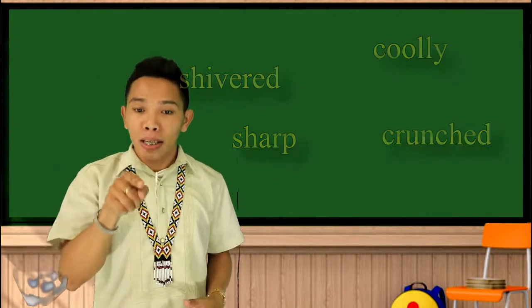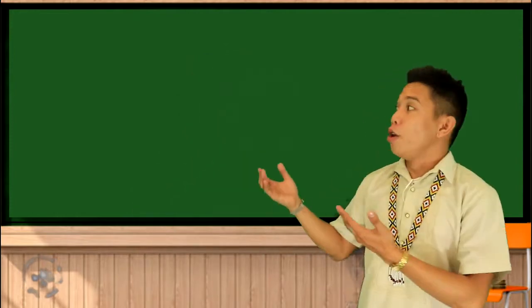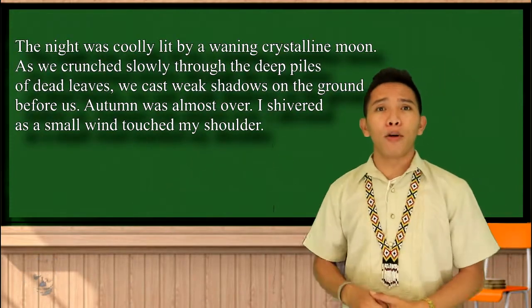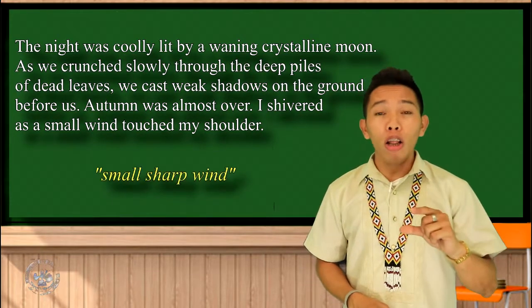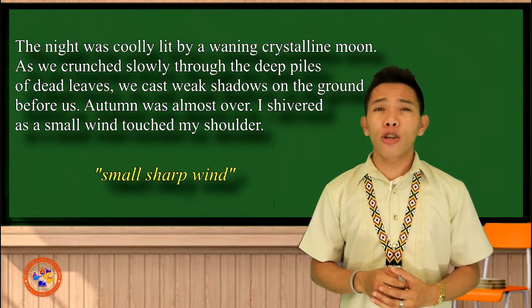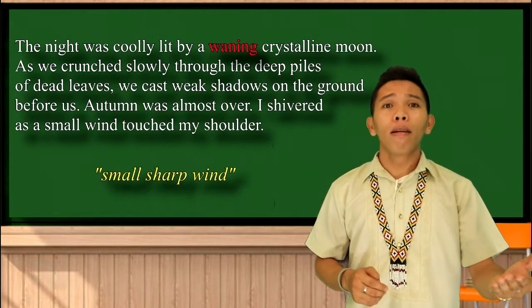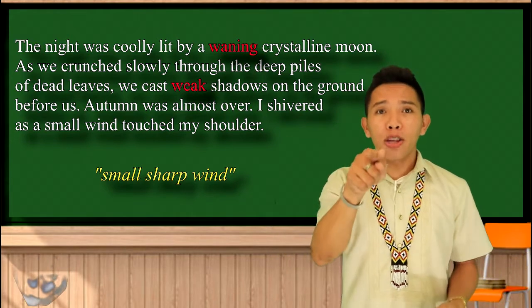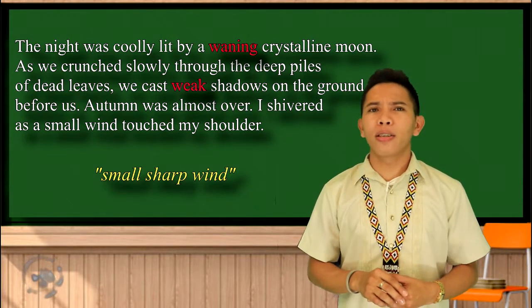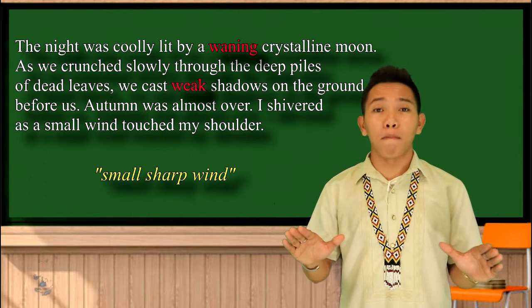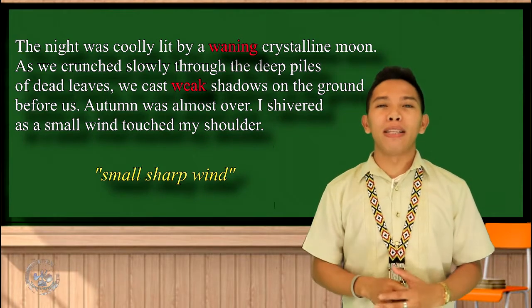Let's try this last example. Notice that in this example, the terms small, sharp wind were changed to words like waning or weak. Upon changing this, the passage gives a clearer impression of time and the inevitability of death.